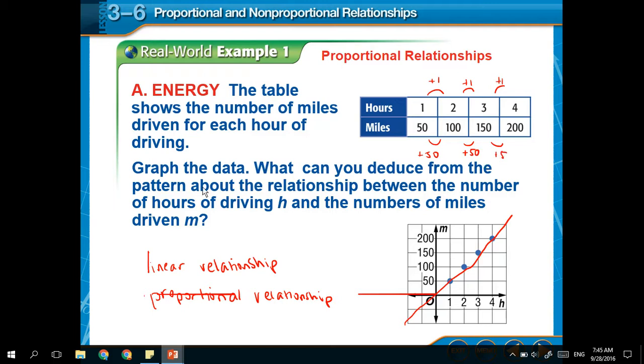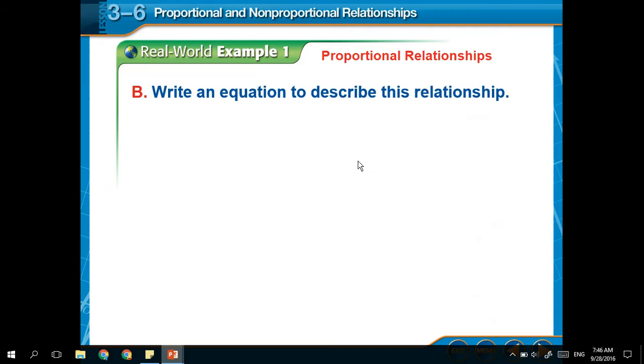Remember my equation is y equals kx. If I want to know what my k is, it's how much the dependent variable changes by over the independent. So looking at the number of hours and the miles driven, the number of miles driven is going to depend on how long they've been driving, right? So my miles is my dependent variable and my hours is my independent variable. So when I write my equation, y equals kx, k is going to be 50 over 1, or just 50. So y equals 50x is going to be my equation.